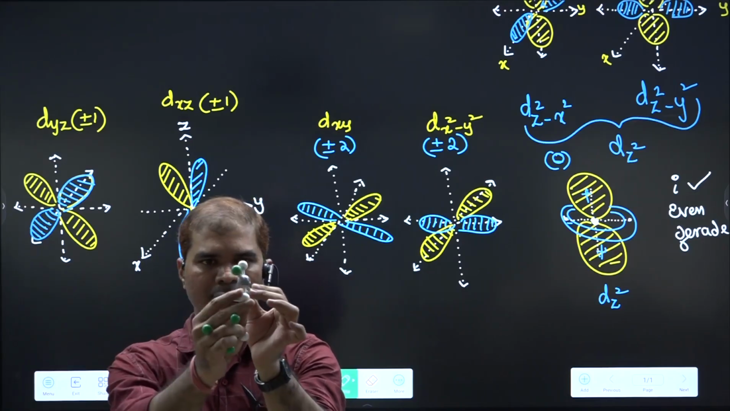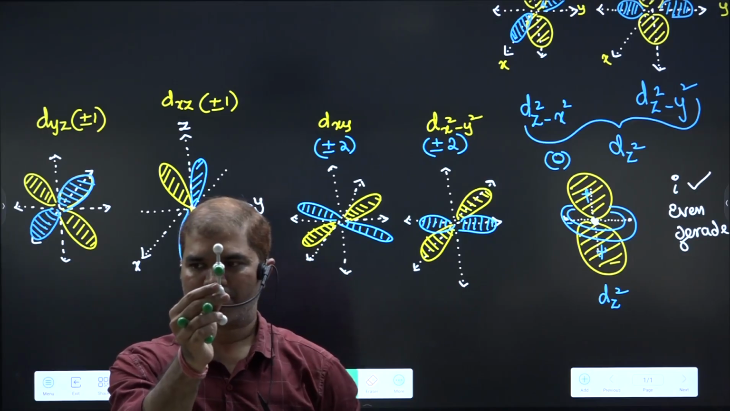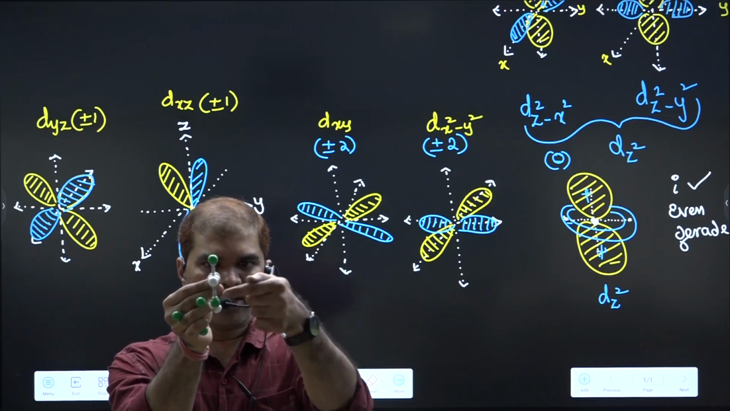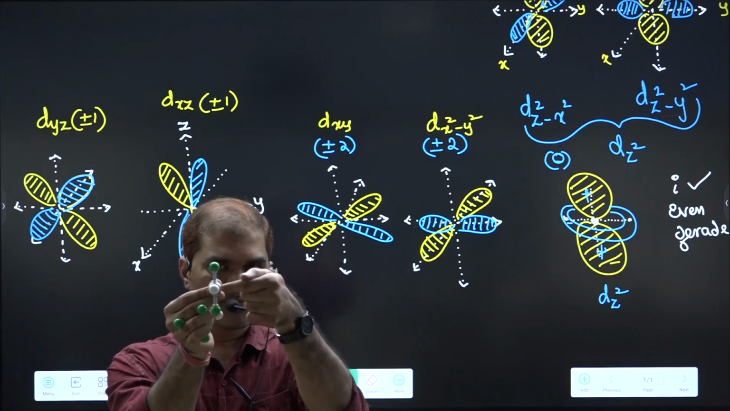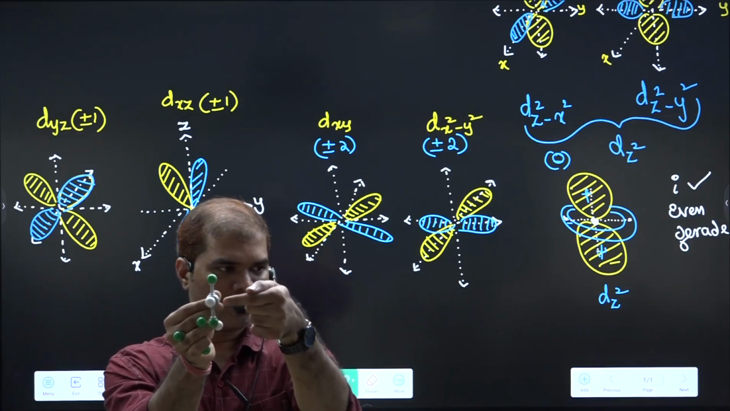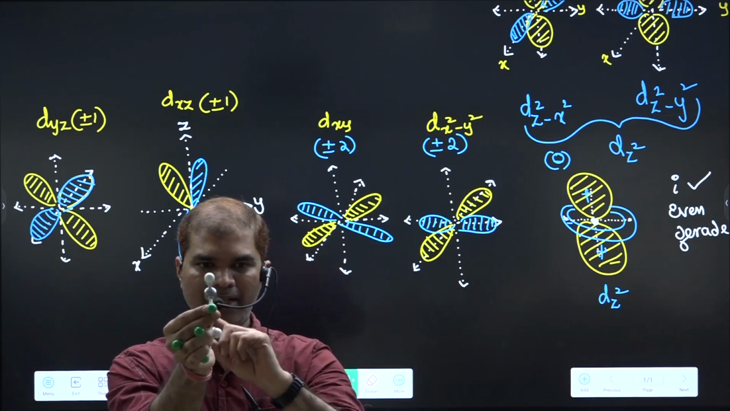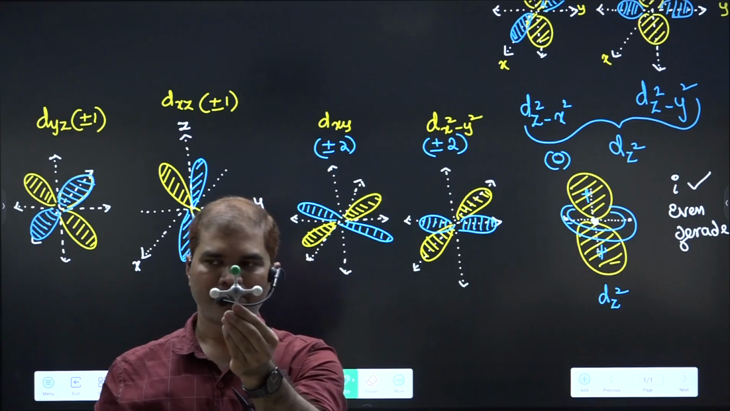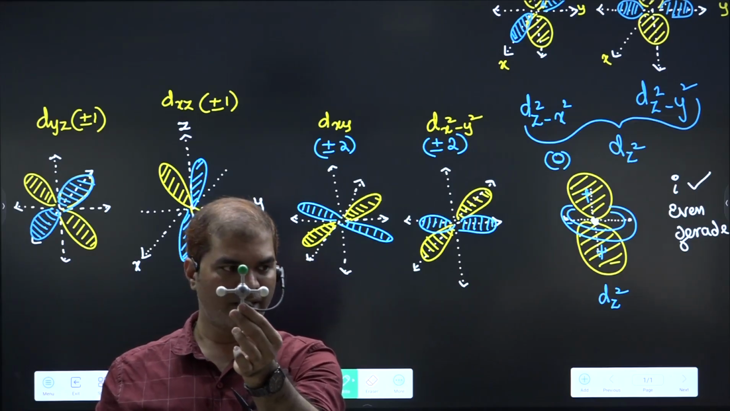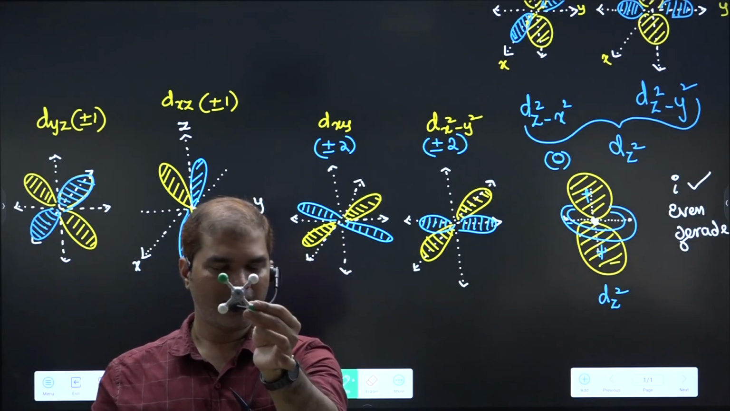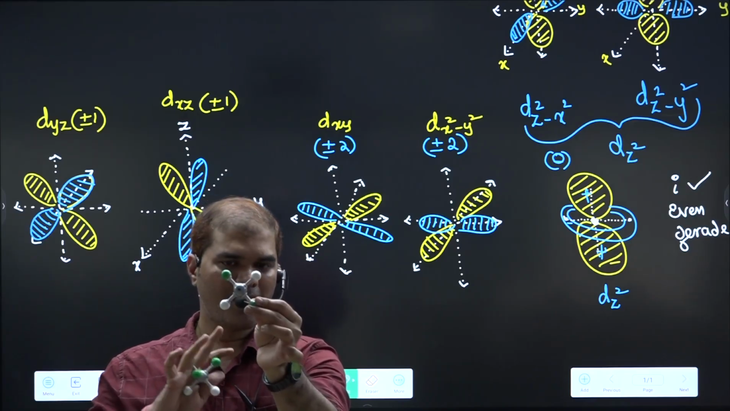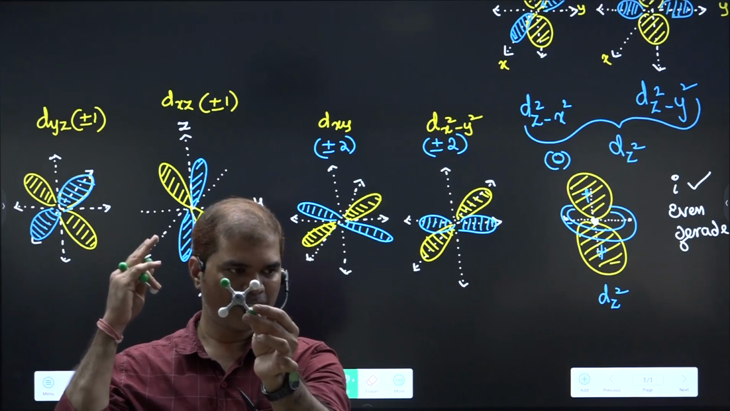Suppose I show it like this, or maybe like this. This is dz square minus x square. This is dxz. This is dz square minus x square. Dz square minus y square. Dyz. This is dyz. Okay. But for the time being you just forget dz square minus x square.